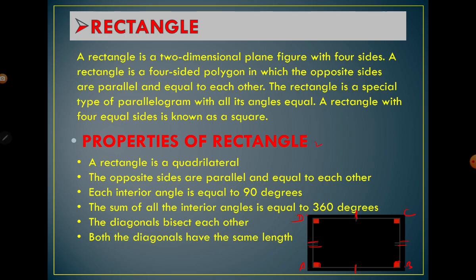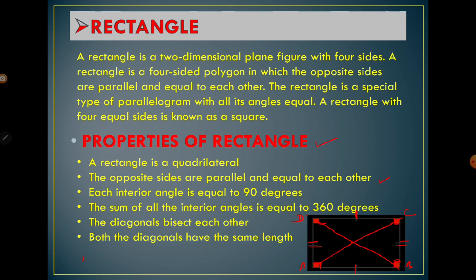So now come to the properties of a rectangle. A rectangle is a quadrilateral, as we all know. The opposite sides are parallel and equal to each other. This I already discussed. Each interior angle is equal to 90 degrees. Each interior angle, this angle A, angle B, angle C and angle D, all are equal to 90 degrees. And the diagonals bisect each other. Here is one diagonal, this is my other diagonal. They bisect each other, and both the diagonals have the same length.